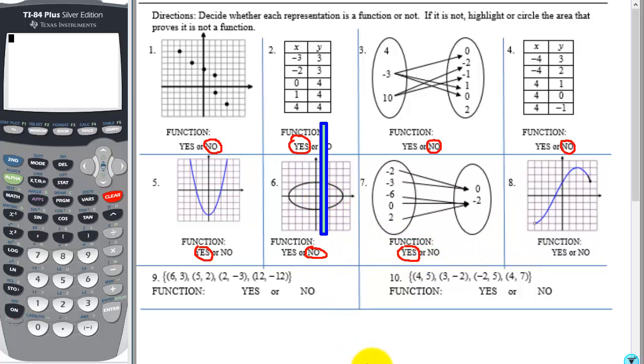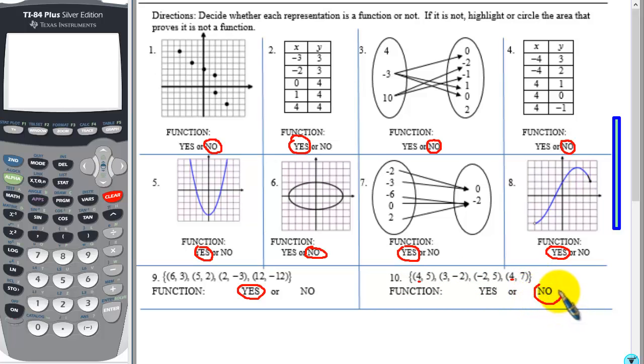For the next one, let's use the vertical line test. As I move it across, I'm only touching one point at a time, so yes, it is a function. And number 9, to be a function, remember the x value cannot repeat, and that's what happens here, so yes, it is a function. And here I can see the number 4 is repeating, so the x value is repeating, so no, it is not a function. Okay, very good.